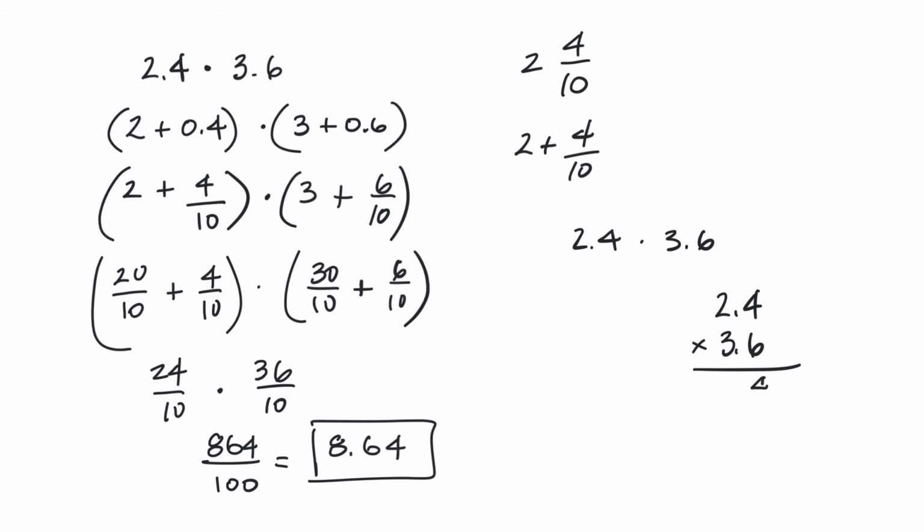So 4 times 6 is 24, so 4, carry the 2. 6 times 2 is 12, and then plus 2 more, so that's 14, and then placeholder. 3 times 4 is 12, so 2, carry that 1. 3 times 2 is 6, plus 1 more is 7, and now we just add these up. So this is 4, 6, 8, and we have 2 digits behind the decimal, so I have to move my decimal over twice, so 8.64. We get the same thing.